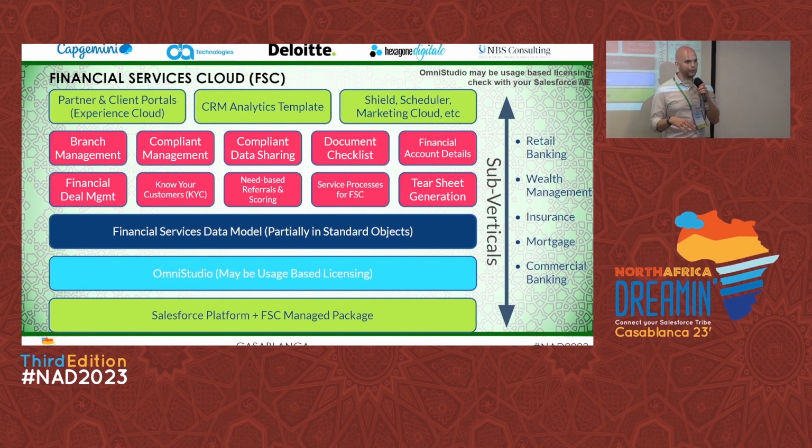I'm assuming that will be completed within the next few releases. And then a bunch of different functional modules. And similar to Health Cloud, there are a bunch of sub-verticals here as well. So there's retail banking, wealth management, insurance, mortgage, and commercial banking. And then if we look at the functional modules, we can see what business use cases it's solving. There's branch management, compliant data sharing, document checklist, financial account details, financial deal management, know your customer or KYC, need-based referrals and scoring, service processes for FSC, and tear sheet generation.